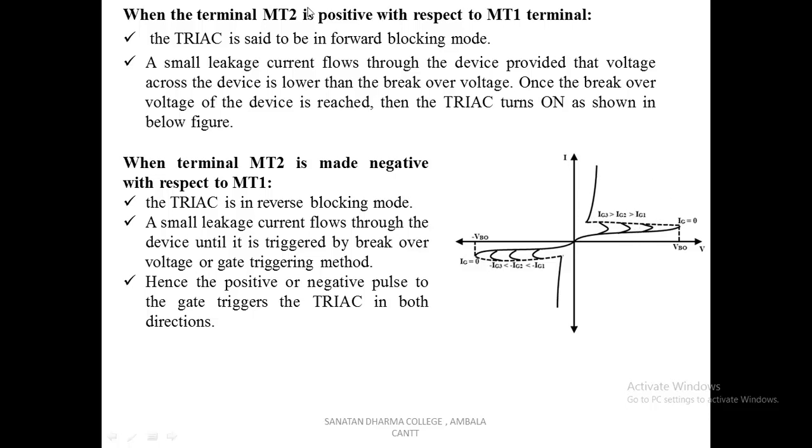In the first quadrant the current is flowing when MT2 is positive with respect to MT1, and in the third quadrant MT2 is made negative with respect to MT1. In the first quadrant case, the Triac is said to be working in forward blocking mode, and in the third quadrant the Triac is said to be working in reverse blocking mode. So we can see the Triac is working in both directions. That's why it is known as a triode AC switch or three terminal AC switch, which works in both directions.